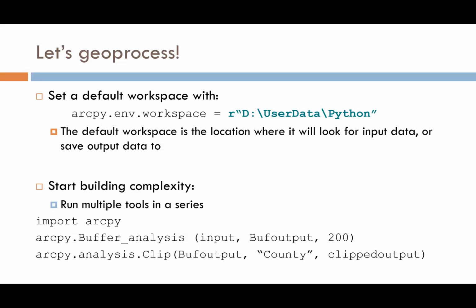arcpy.env.workspace will set the default location for where the script will look for data and where the script will create output data. What it means is that you can pass in a data set without having to put the full path down here. Because if you have to put the full path in every single time, it'll make your lines of code really long. And then if you ever change it, you'll have to change every single one. So it's nice to have your workspace set at some parent folder up top. And then you can just reference the individual data sets, the individual layers by their file name down here.